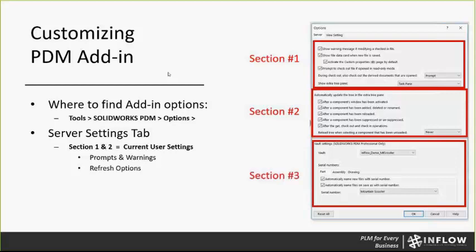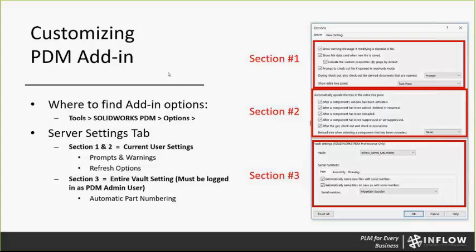The bottom section is kind of a different beast here. This is really strictly for SOLIDWORKS PDM Professional, and this has to deal with automatic part numbering based on serial numbers. So what happens here is this section is an admin section only, and it's actually a Vault global setting. So if I log in as the admin in my SOLIDWORKS and I change the serial number option for my part, it's going to change it for my entire Vault and all my users.